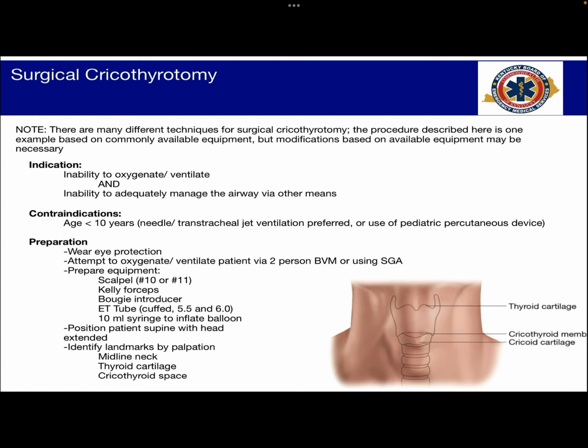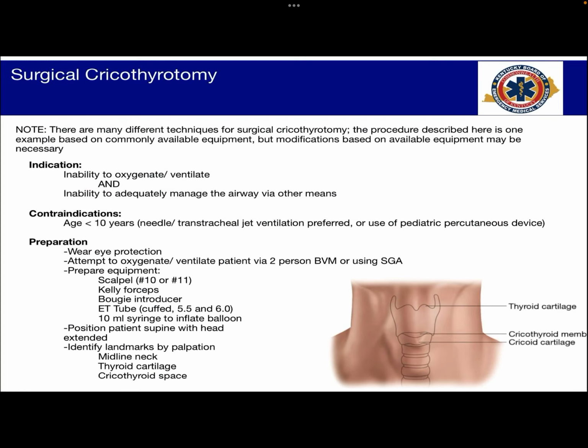So preparing for the procedure, make sure you wear eye protection. Attempt to oxygenate and ventilate the patient via 2-person BVM or using supraglottic airway. Prepare your equipment. You're going to need a scalpel, so a 10 blade or an 11 blade. You need a Kelly forceps, a bougie introducer. You need an ET tube, a cuffed one, either a 5.5 or a 6.0, and a 10 ml syringe to inflate the balloon.